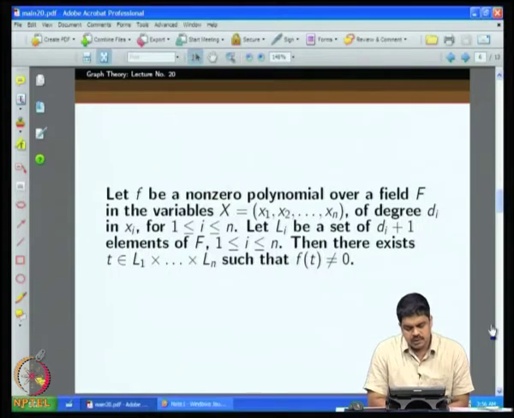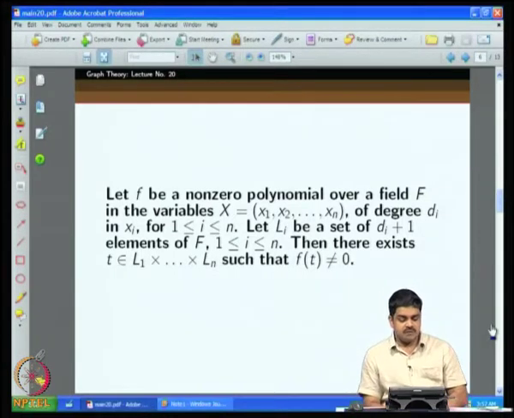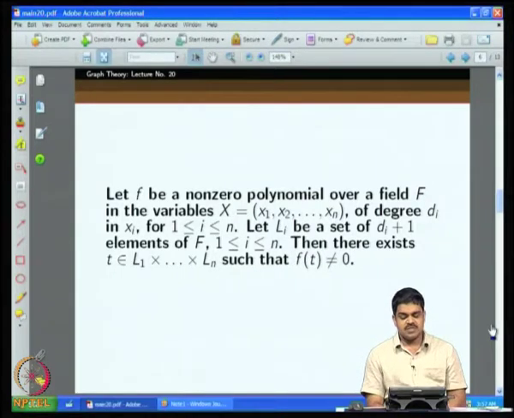Look at this: let f be a non-zero polynomial over a field F in the variables x1, x2, ..., xn of degree di in xi for each i, and let Li be a set of di plus 1 elements of F for 1 less than or equal to i less than or equal to n. Then there exists a t element of L1 cross L2 cross up to Ln such that f of t is not equal to 0. See, this statement is very familiar when we restrict to just one variable.